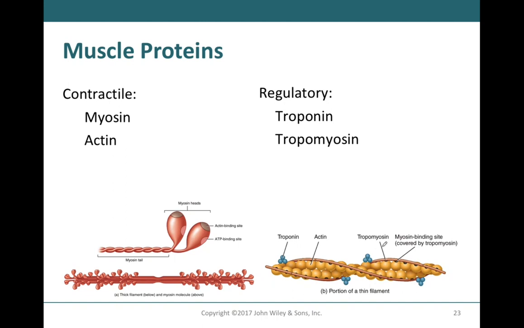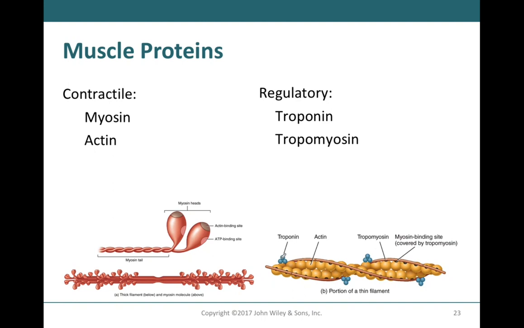But in order for tropomyosin to move out of the way to allow for muscle contraction, we're going to need one more protein known as troponin. So troponin is our other regulatory protein, and when calcium is released from the sarcoplasmic reticulum, that's going to come and bind to troponin, and that's going to induce a conformational change in the shape of troponin.